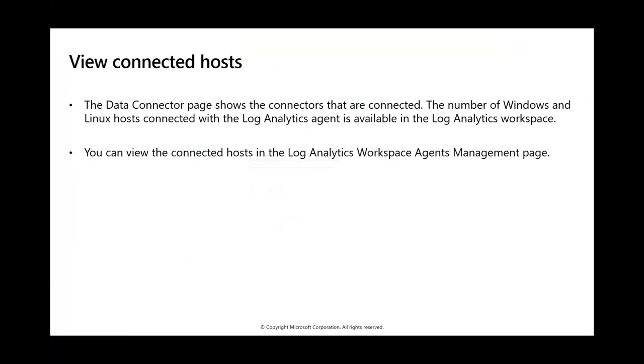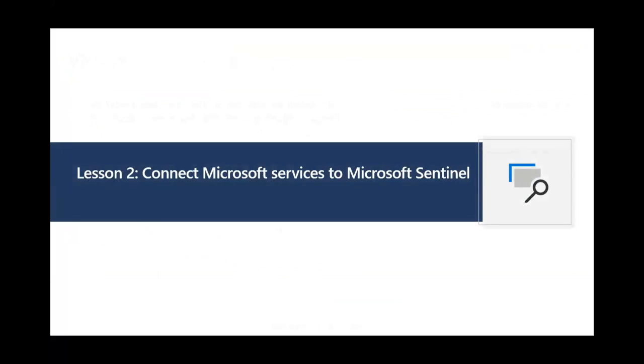The data connectors page will show the connectors that are connected. The number of Windows and Linux hosts connected with the Log Analytics agent is available in the Log Analytics workspace user interface. To see our connected hosts, we select settings, go into workspace settings, and in the Log Analytics settings area we select agent management. There are two tabs to view, one for Windows and another for Linux, and we can see a number of connected hosts already.